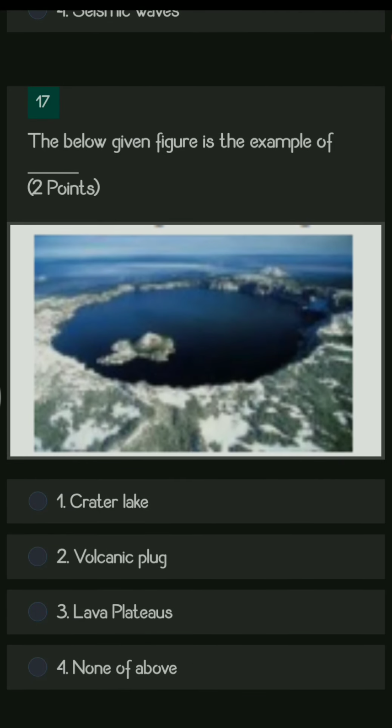Next question. The given below figure is an example of dash. So the options are crater lake, volcanic plug, lava plateaus, none of the above. All these options are landforms created because of volcano. As you can see, the landform is full of water, so definitely it is a crater lake.